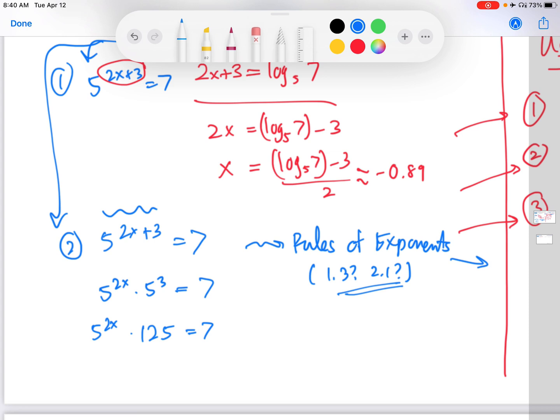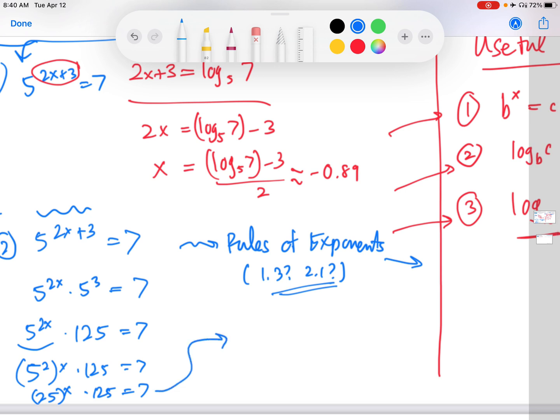And then another rule of exponents, 5 to the 2x is 5 squared to the x. Because when I have something to the something, I multiply these two. So that would get me back here, right? So we also know that 5 squared is 25. So this is 25 to the x times 125 equals 7.